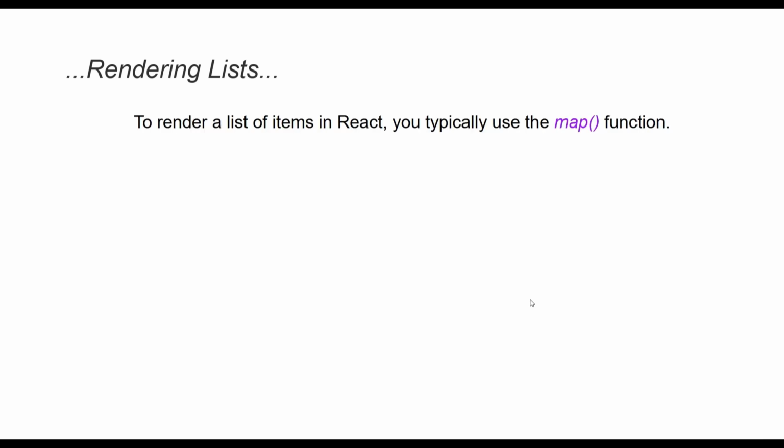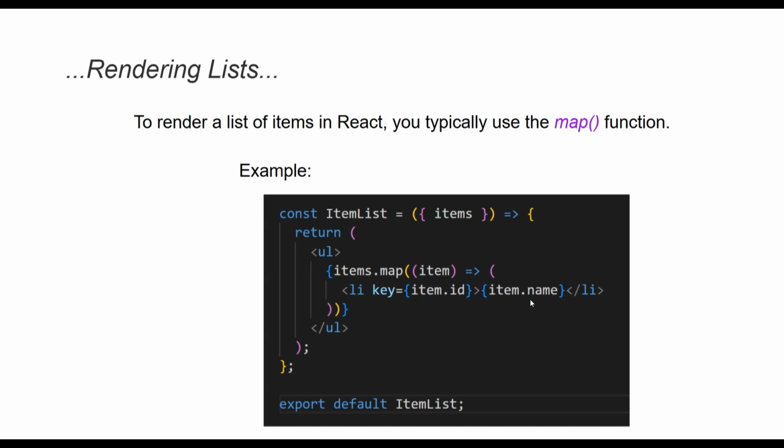So let's take a look at rendering a list in React. To render a list of items in React, we typically use the map function to iterate through every item in the list to display it for the user. So here is a simple example of a component that is trying to display a list on the browser.